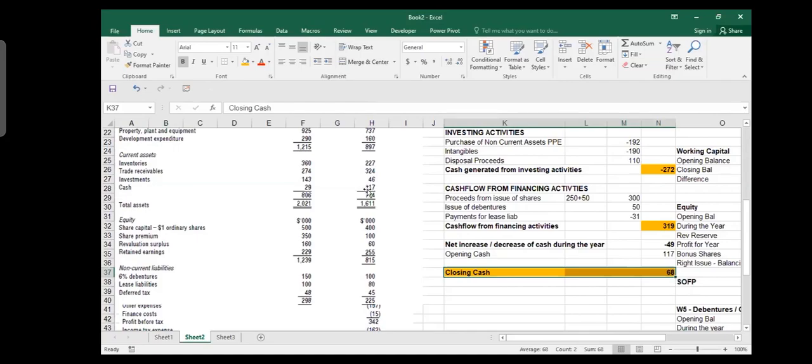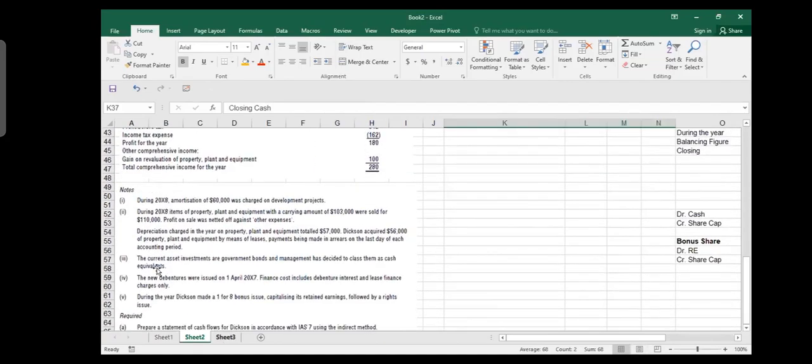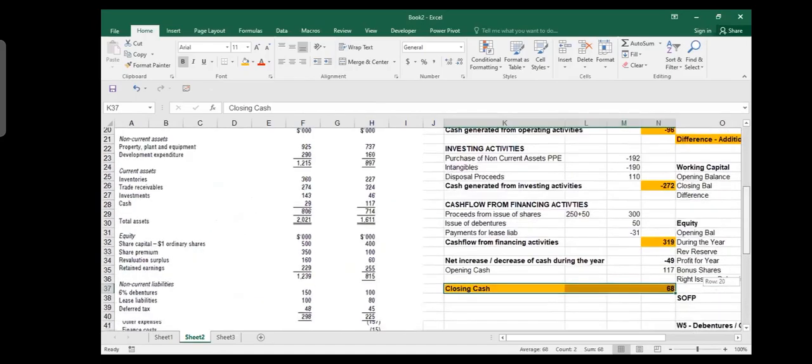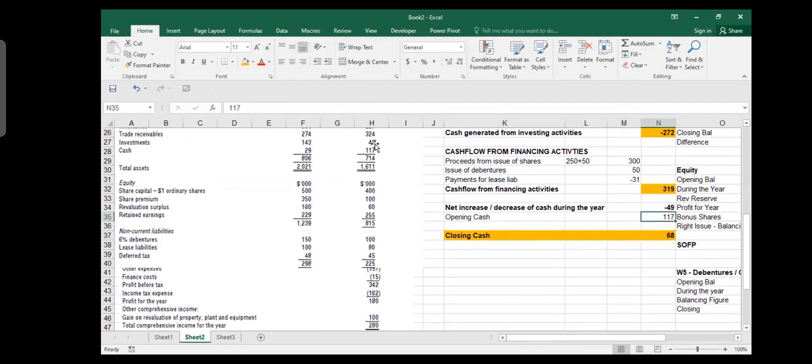So we said that opening cash was, okay, they told you in one note, if I remember, that the current assets investments are government bonds and management has decided to class them as cash equivalent. So what you are going to do, you will see that your opening cash will include this, not 117 only, bonds also. So you have this 46 plus 117. Both numbers will be considered as your cash and cash equivalent. So cash and cash equivalent, I put 46 plus 117 here and it becomes 114.